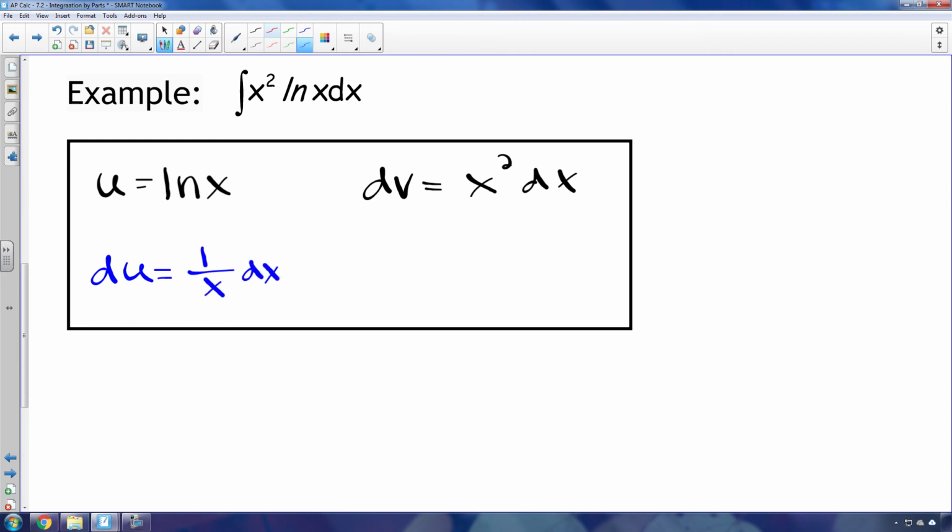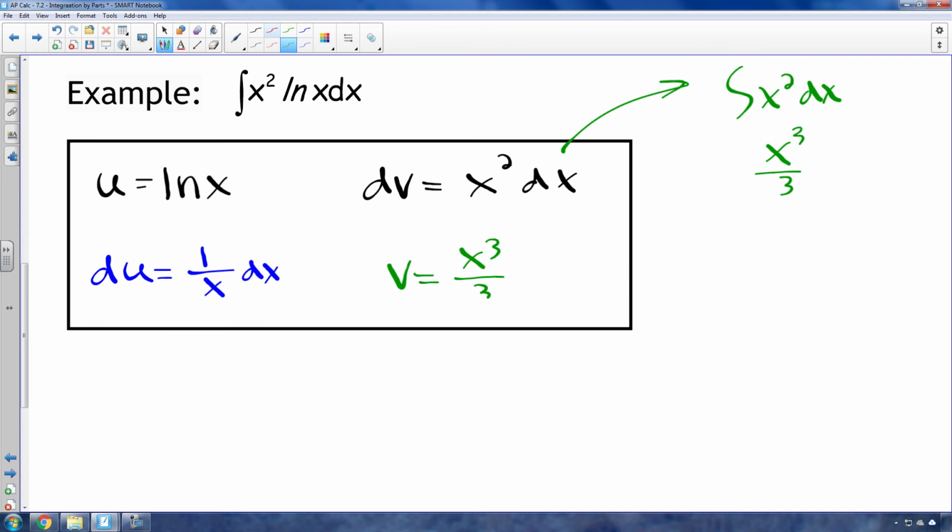And then dv is just anti-deriving that. So what I sometimes do is I just go over here and integrate x squared dx, which is x to the 3rd over 3. So I think v would be x to the 3rd over 3. And if you derived that, you would get dv. So now let's just apply the formula. I'm just going to put an equal sign. So that problem up there equals the following.